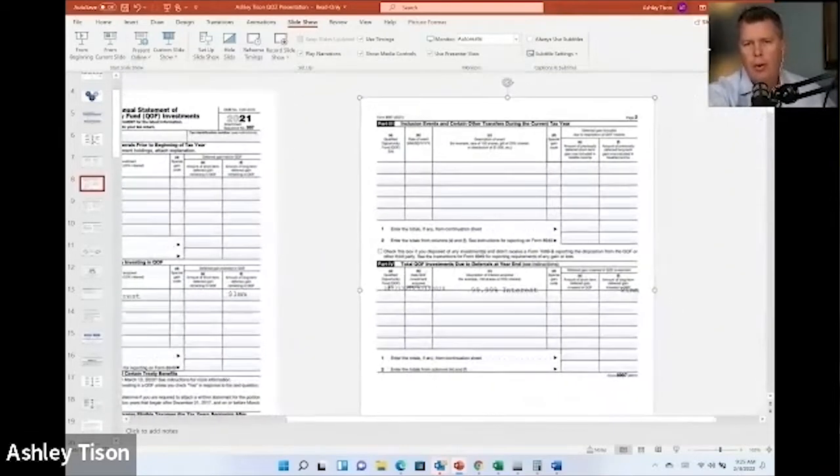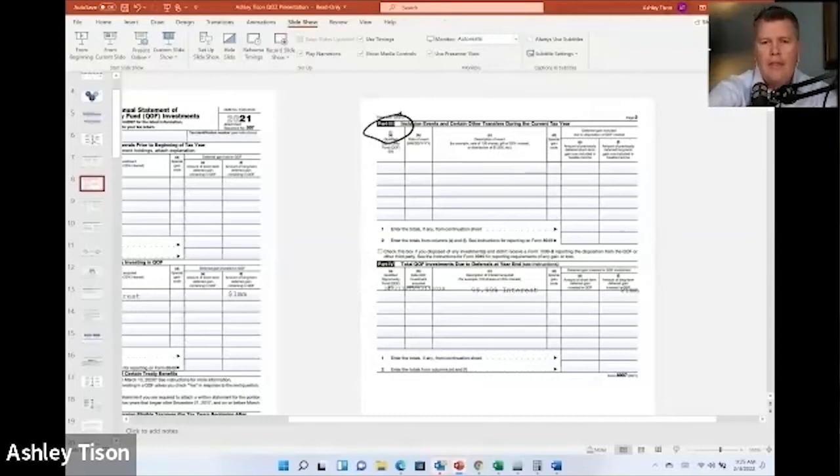So then in part 3, this would be if you actually distributed money out of your QOF, or if you received an inclusion event from a fund that you invested in. And so you would report that here. This would basically be cash that you're pulling out of a fund. You're going to report that in part 3 here.